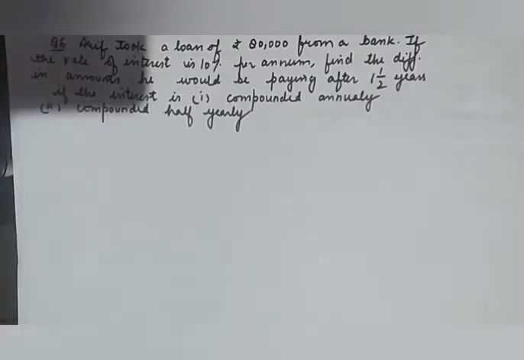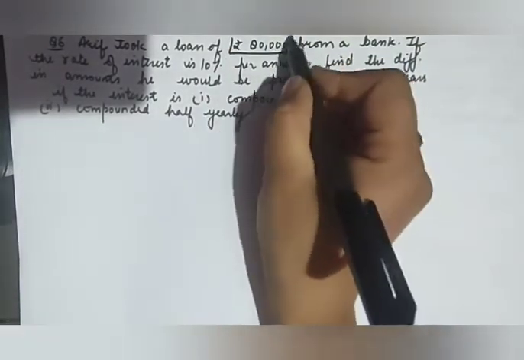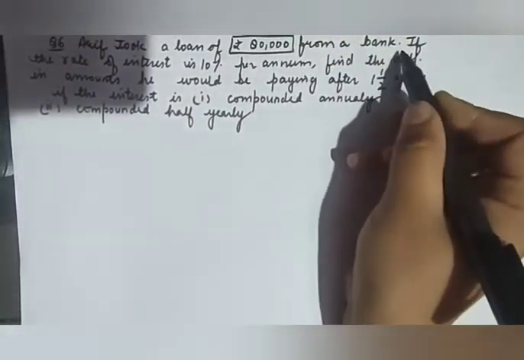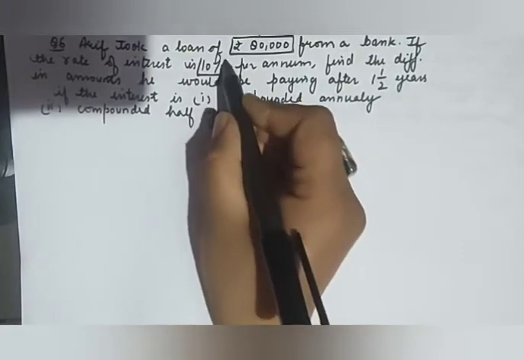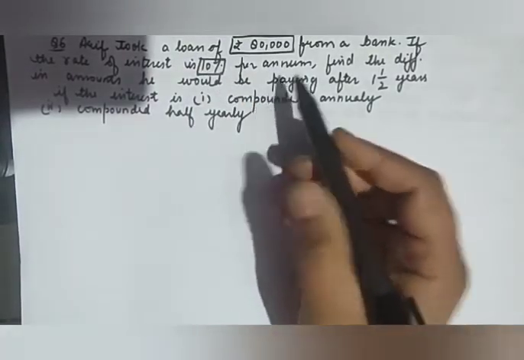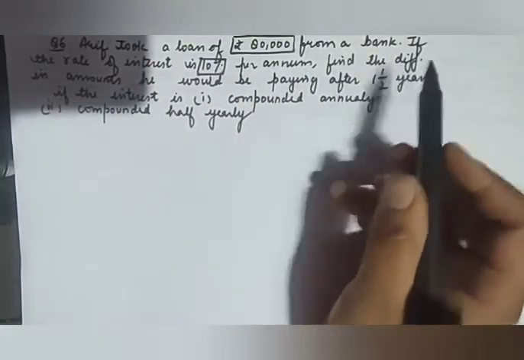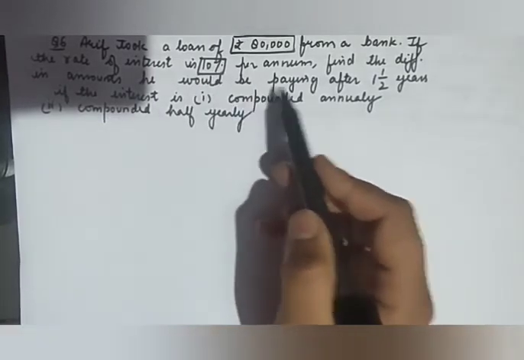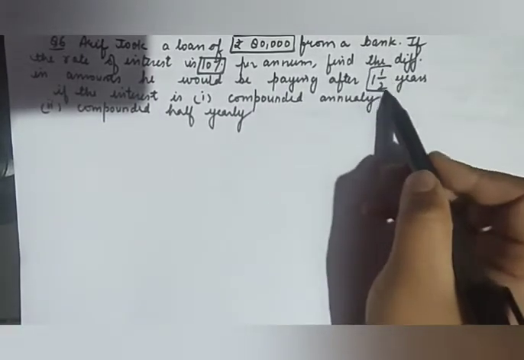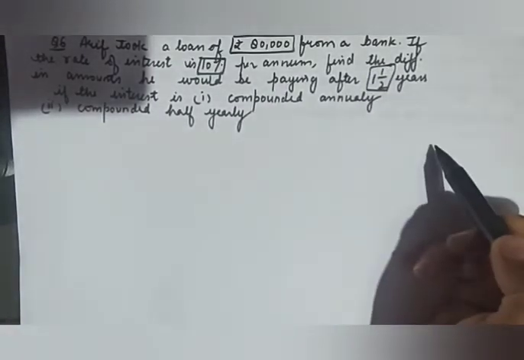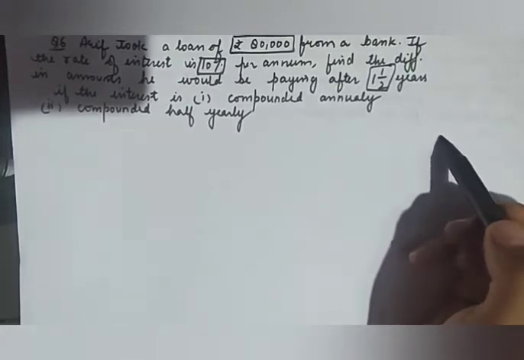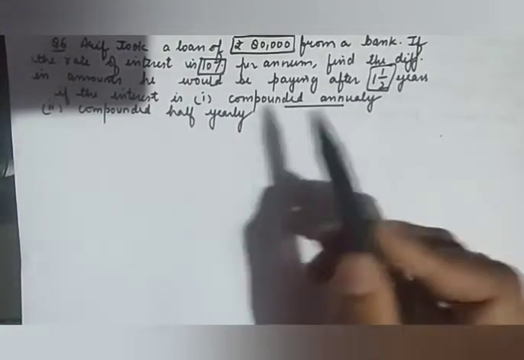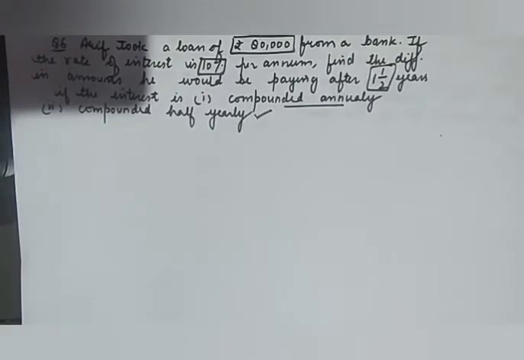Dear students, let's see question number 6 of exercise 8.3 here. The question is in front of you. Arif took a loan of rupees 80,000 from a bank. It means this is the principal for you, right? The rate of interest, it means R, is also given to you, per annum. Find the difference in the amounts he would be paying after the given years. You can see that time is given in fraction here. If the interest is compounded annually and if the interest is compounded half yearly.